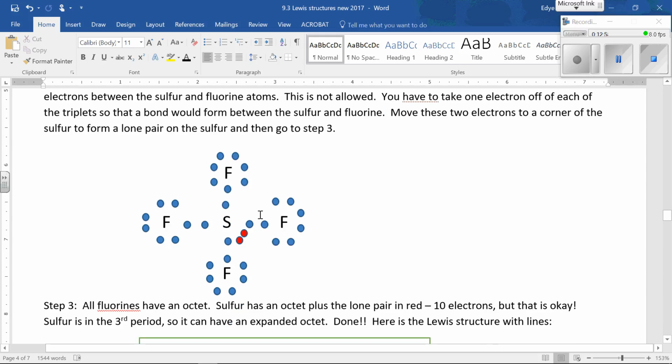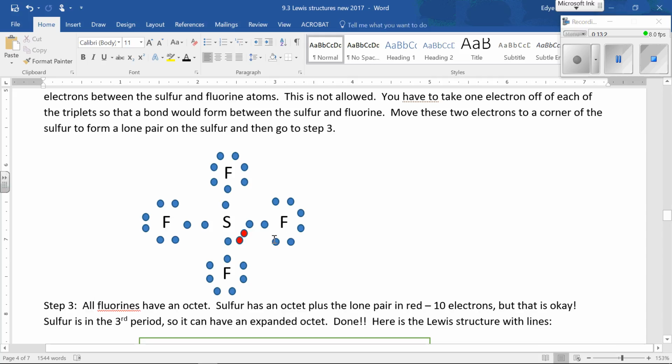I took those extra, remember there was a triplet here and a triplet over here. Here's those 2 extra electrons. When I have triplets like that, if I have extras, I put them on the corners of the central atom. So now let's check our octets. These are not part of a bond. They are a lone pair on the sulfur.